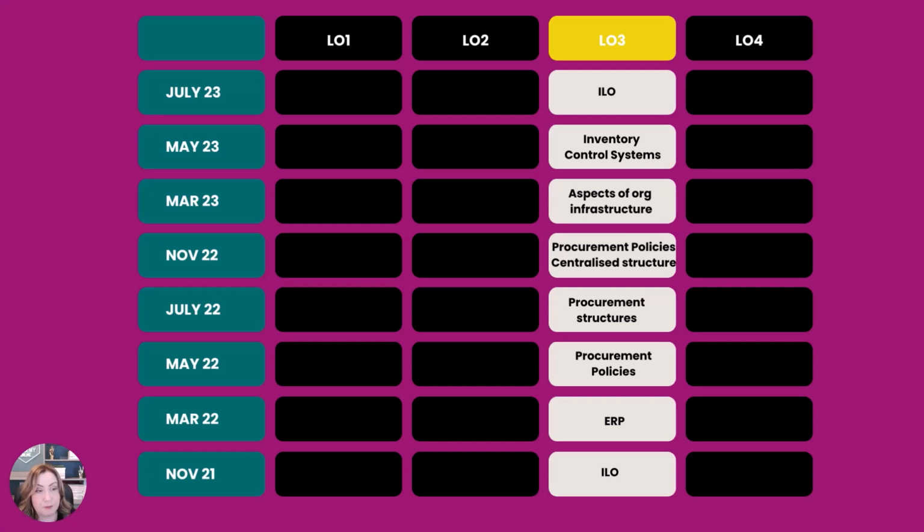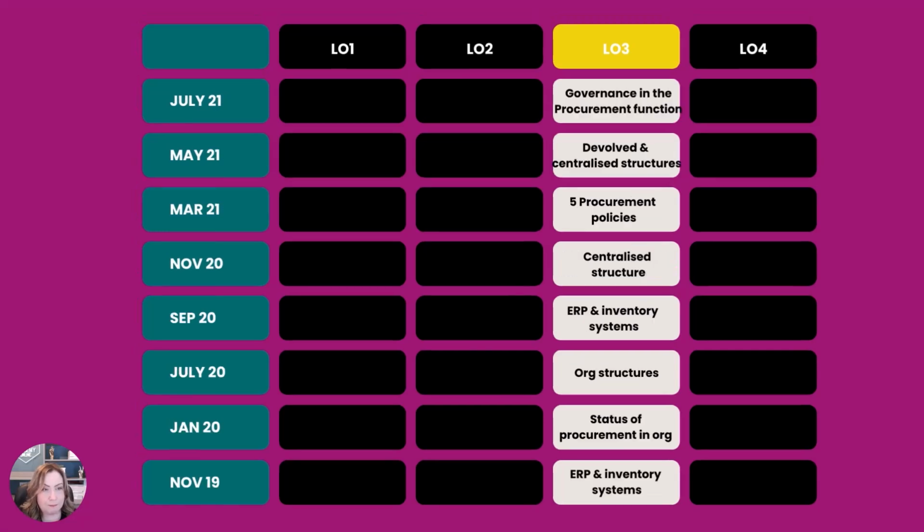Procurement structures came up in July. Procurement policies as a whole came up in May 22. ERP systems was March 22. ILO reappeared in November 21. Again, stop the video and take pictures as and when you need. Governance in the procurement function was July 21. Devolved and centralized structures was May 21. Procurement policies came up in March 21.